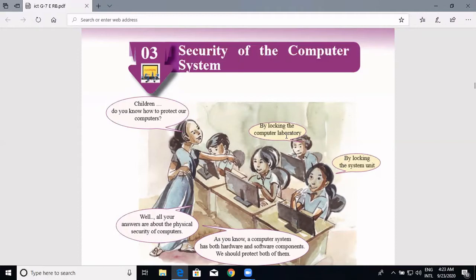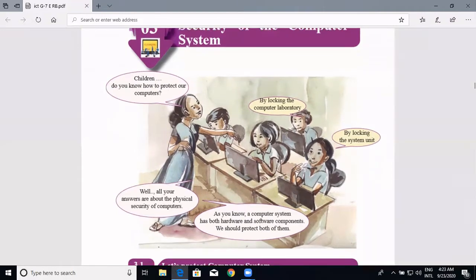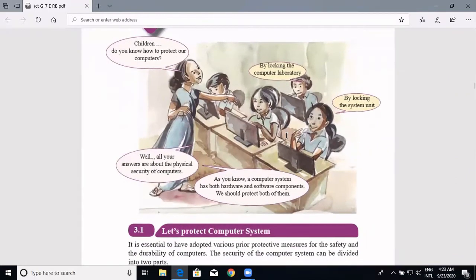So in this chapter we are going to talk about security of the computer system, right? In the first picture itself, the teacher is asking how to protect the computer. Students are giving a lot of solutions, like locking the computer laboratory, locking the system unit, like that. But there's a problem. Students are mainly focusing only on physical security, right? We'll see, is it the only thing we should care about?